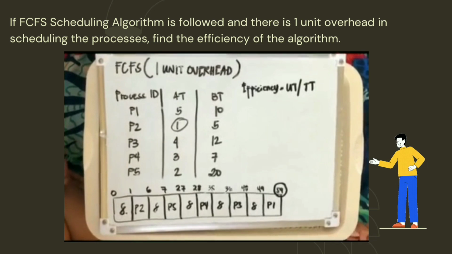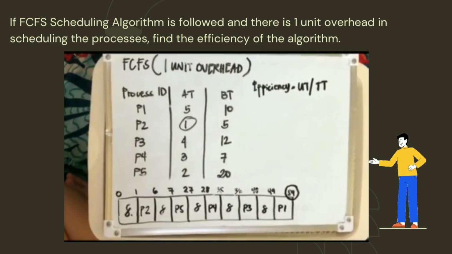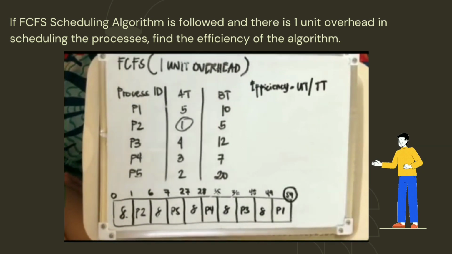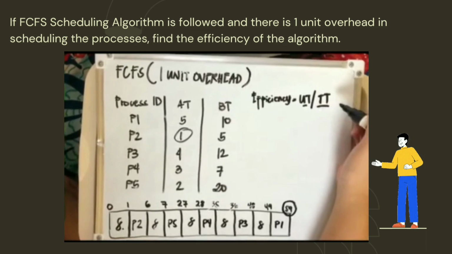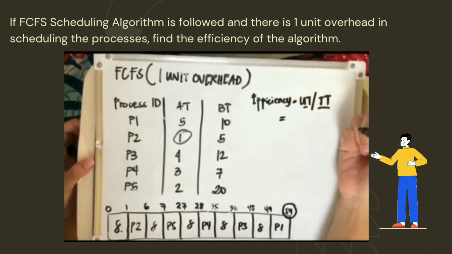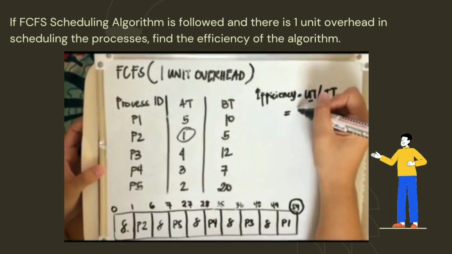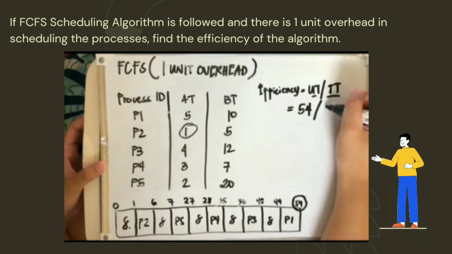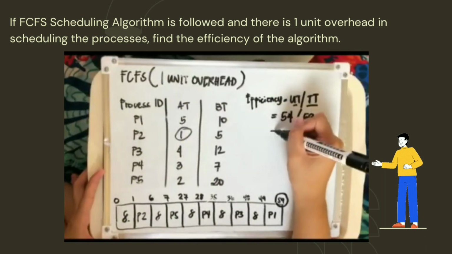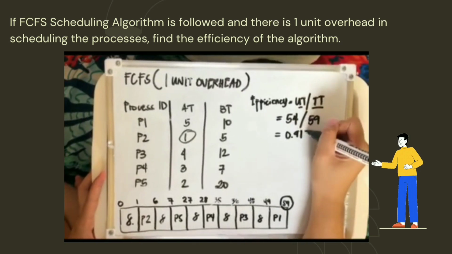Ngayon, kukunin na natin yung efficiency. So, paano nga natin makukuha yung efficiency? Ang formula nito is yung useful time, i-divide natin sa total time. So, yung nakuha natin kanina na useful time is 54. And yung total time is 59. Ngayon, equals 0.915.